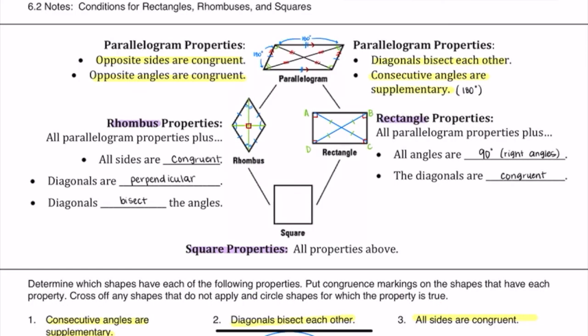And then everybody, just lastly, these properties that are stated here on the front side, you definitely want to commit these to memory. So you want to learn which ones are true about parallelograms, but then also which ones are true about rhombuses, and then lastly, which ones are true about rectangles. And then you want to remember that squares have all of these properties that are listed above.